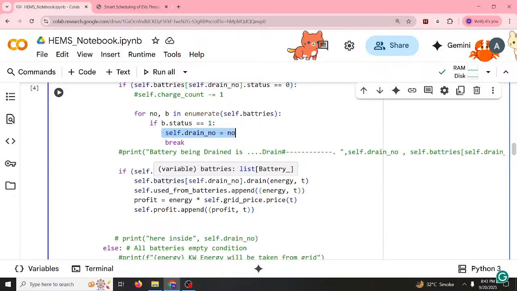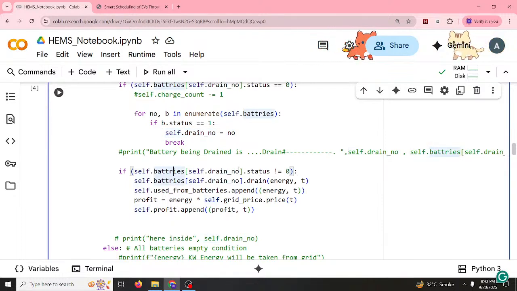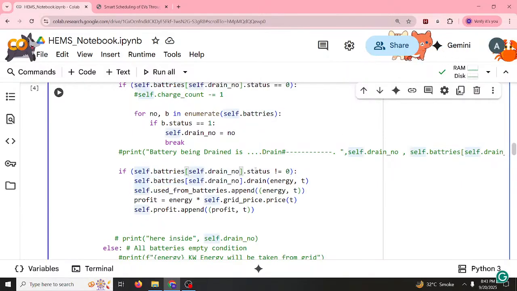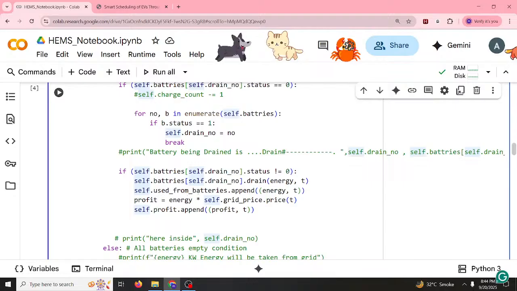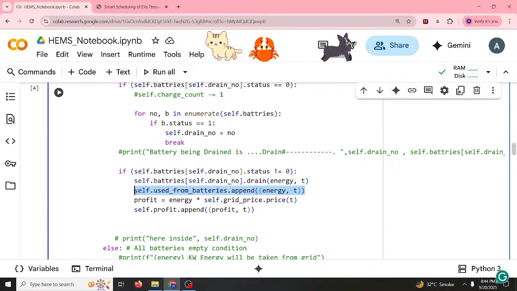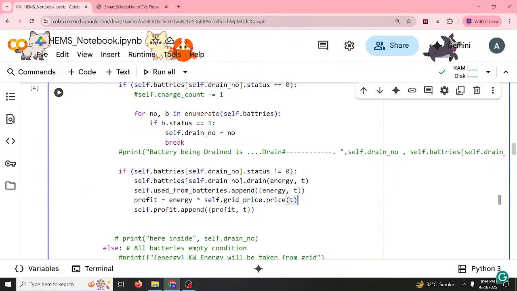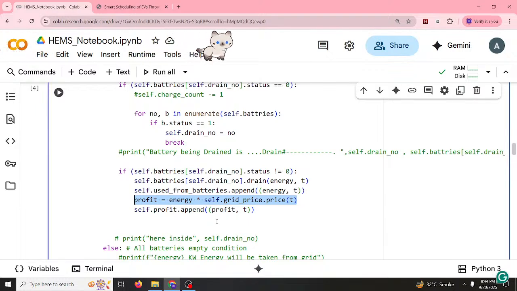Now that we have selected the battery that actually has some charging or some energy in it, we can drain the energy and save it for our purpose. And we say that this is something that we have assumed as a profit, because the batteries are being charged from the PVs only, not from the grid. So whenever we discharge the battery, we are saying that we are discharging it because we are not going to buy at this time. That's why we are earning the profit.